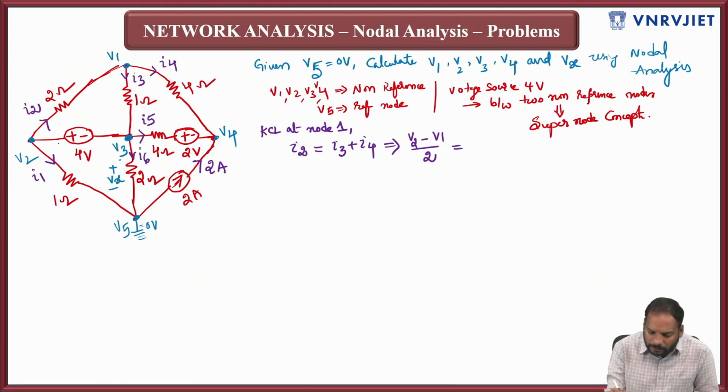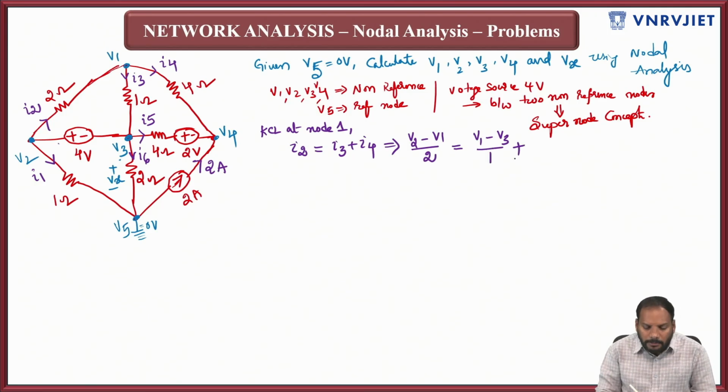This is equal to I3 plus I4. How can you write I3? It is (V1 minus V3) divided by 1, as the resistor is 1 ohm. Similarly, I4 is through 4 ohms, so that is (V1 minus V4) divided by 4. So this is equation 1. However, you can rearrange this, no issues.